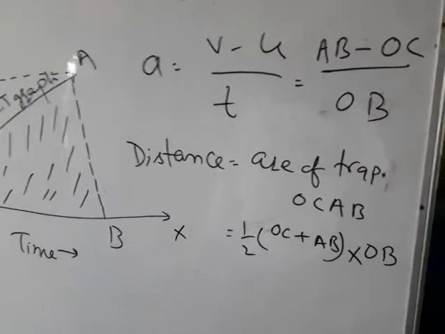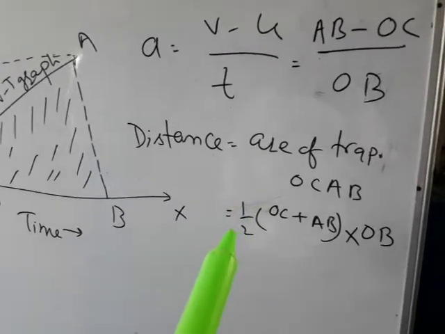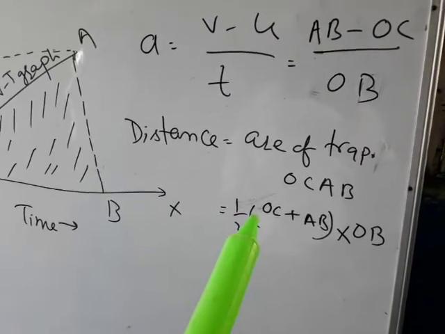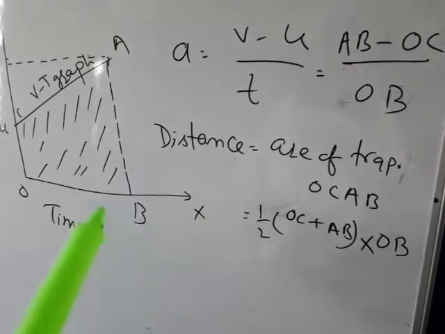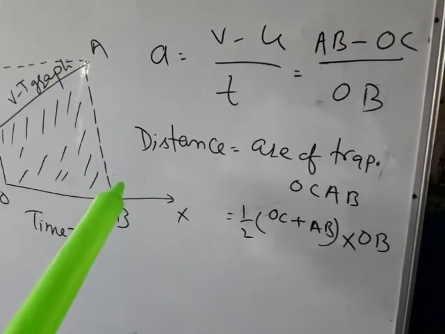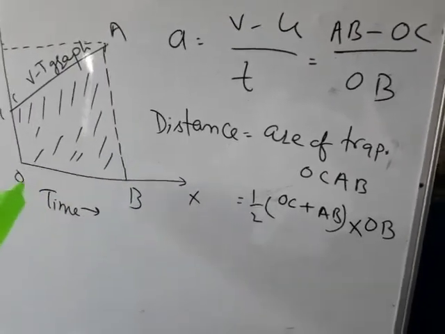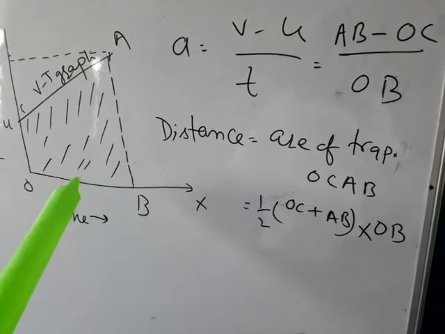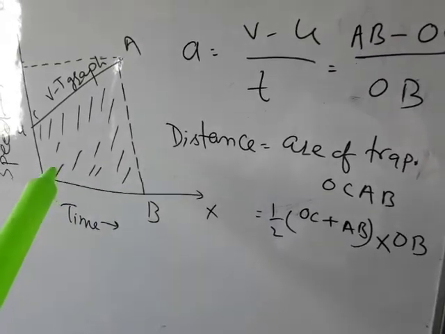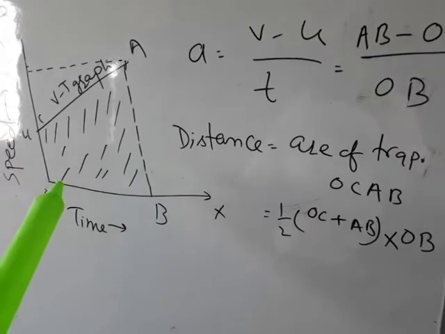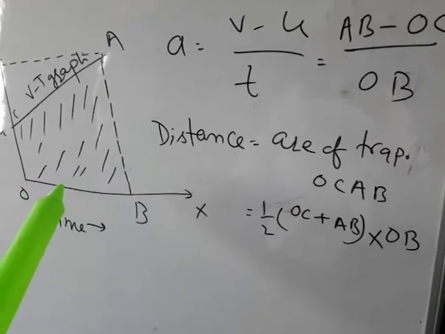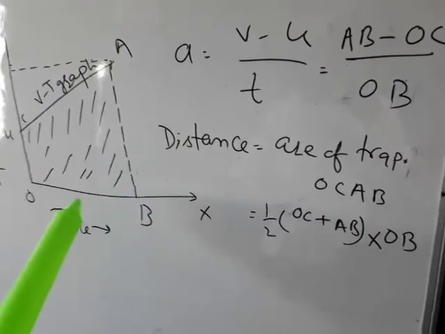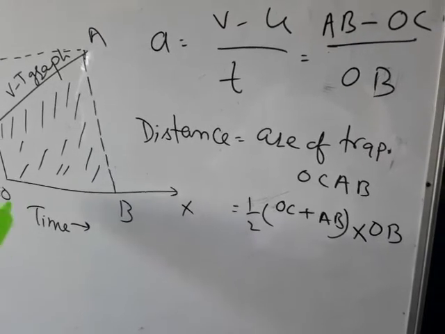It means the area of trapezium equals 1 by 2, half, into the sum of parallel bases OC plus AB into the perpendicular distance between the two bases. Again, area of trapezium equals half into base 1 plus base 2 into height. Simply, OC plus AB by 2 into height OB.